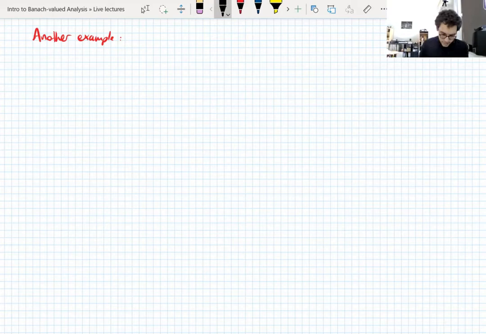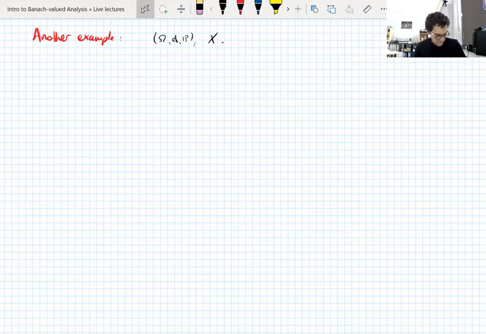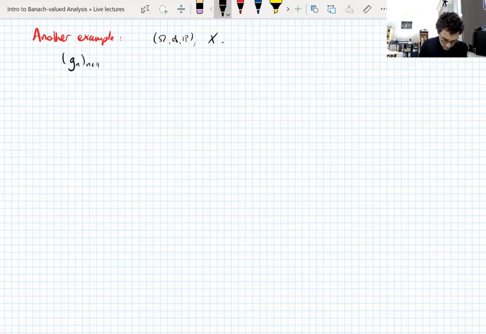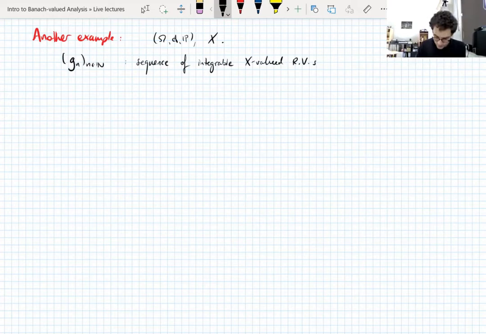We take our probability space, we take our Banach space. And what we'll do is we'll let G_n be a sequence of integrable X-valued random variables. I don't know why I'm suddenly emphasizing the probabilistic language. They're in L1, right? That's what I mean. And these have to be mutually independent.